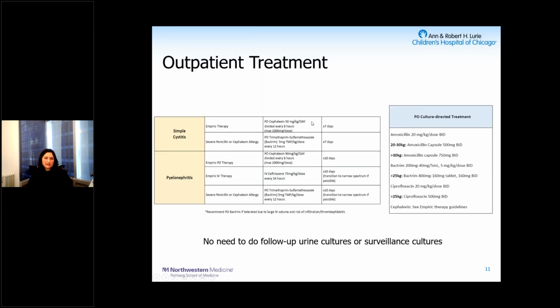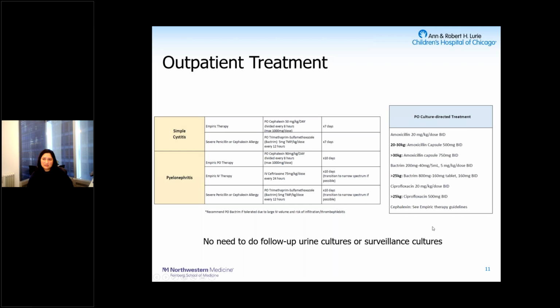So in the outpatient treatment, we talked briefly about empiric therapy. These are the doses for cephalexin. Or if there is penicillin or cephalexin allergy, you can prescribe Bactrim as well. For pyelonephritis, essentially the same, but for a longer duration.